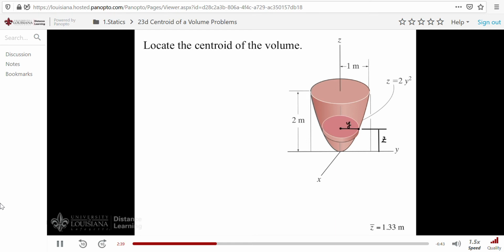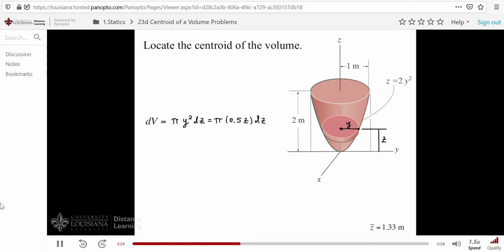Now that we've located our element, we can define its volume. Pi times y squared, and then we have dz, the thickness of the element. Realizing that we're going to be summing along the z-axis here, we have to express y in terms of z, and that's done with our equation, isn't it? So let's rewrite this as pi, and here we have 0.5 z, and then, of course, dz.